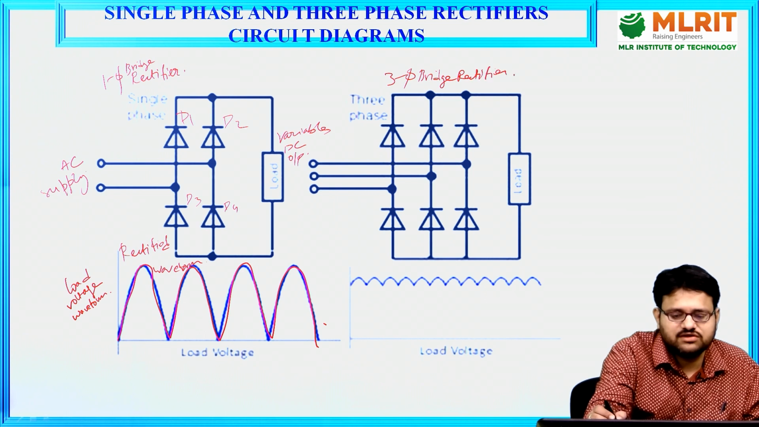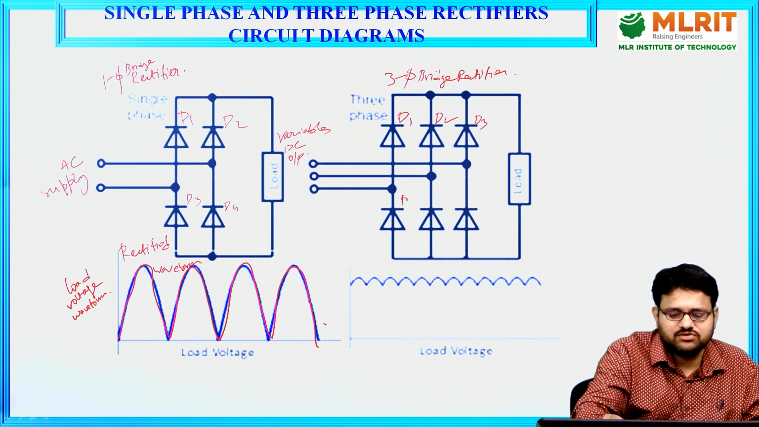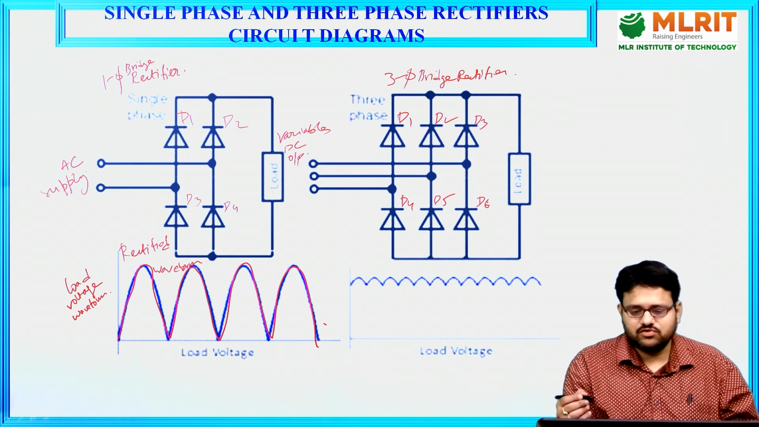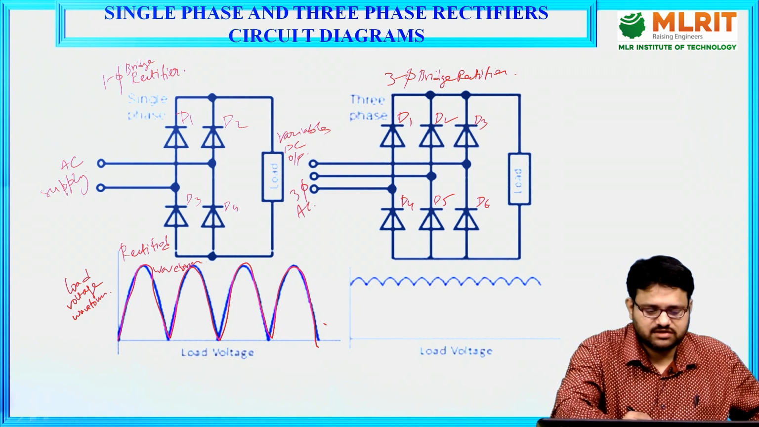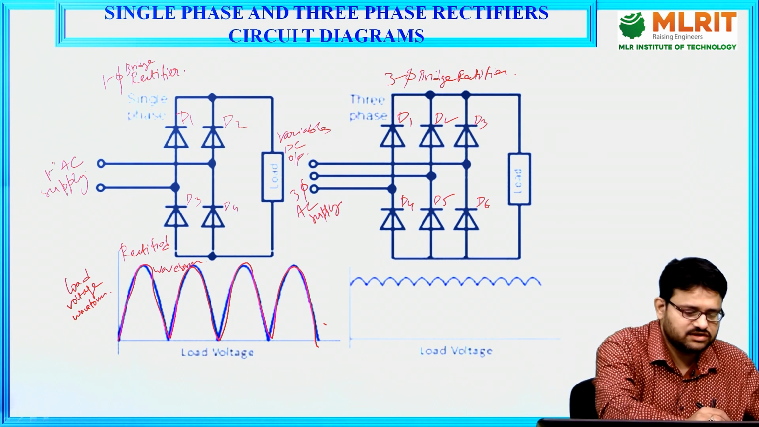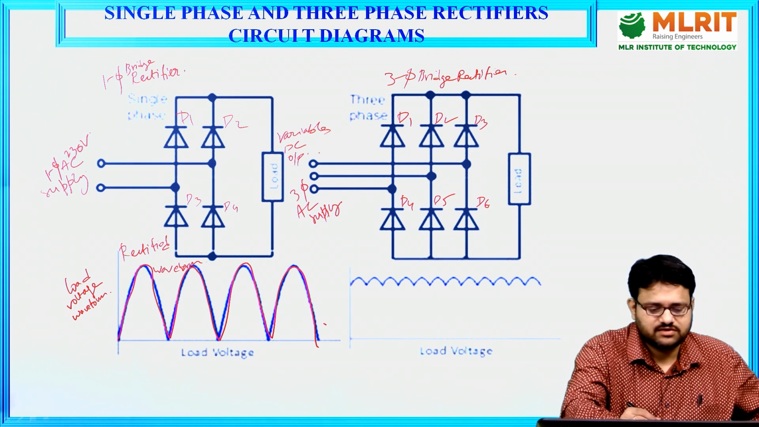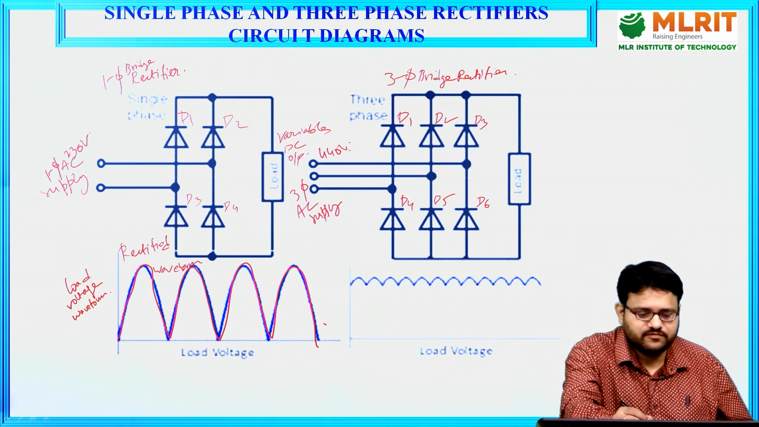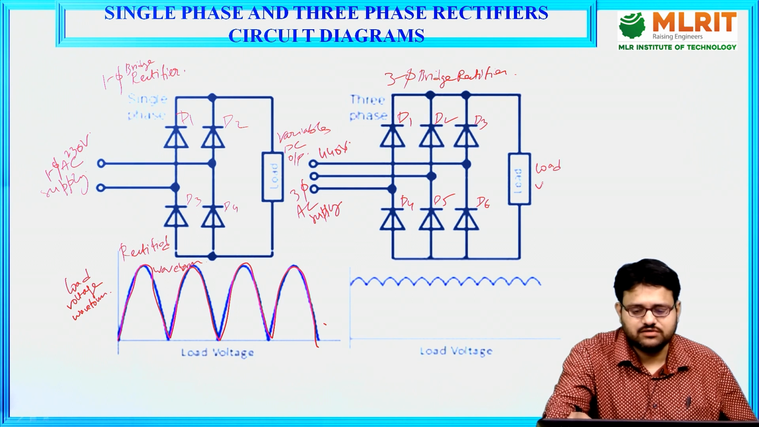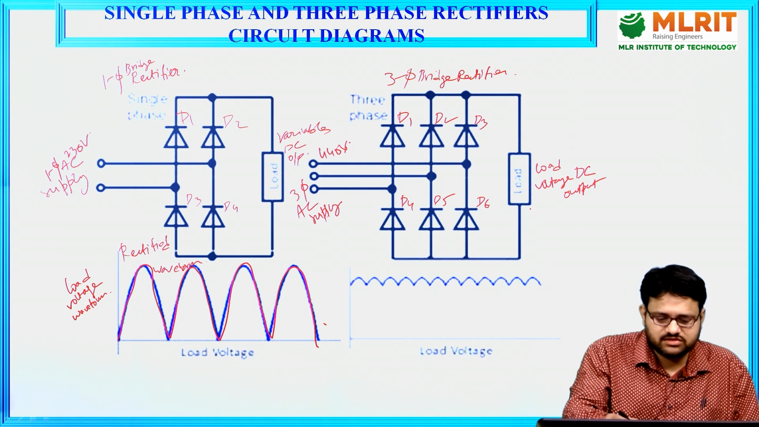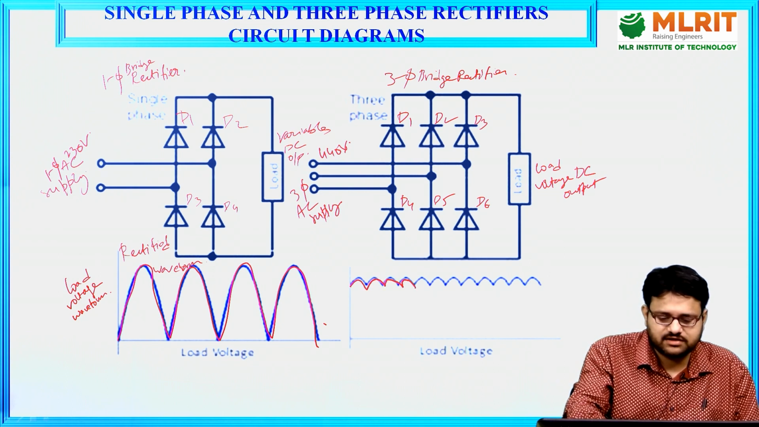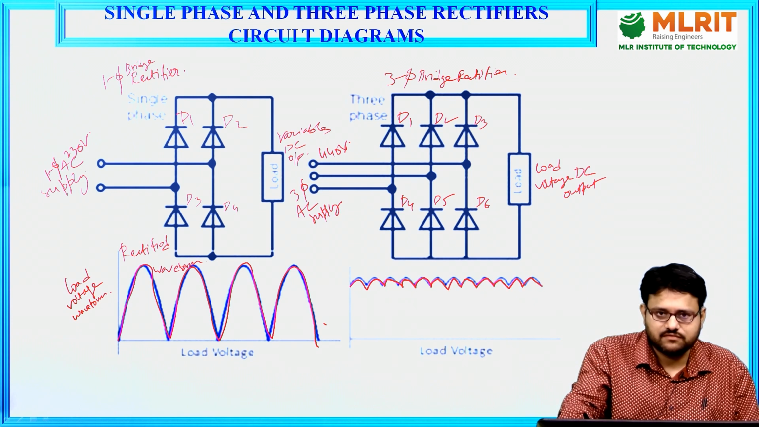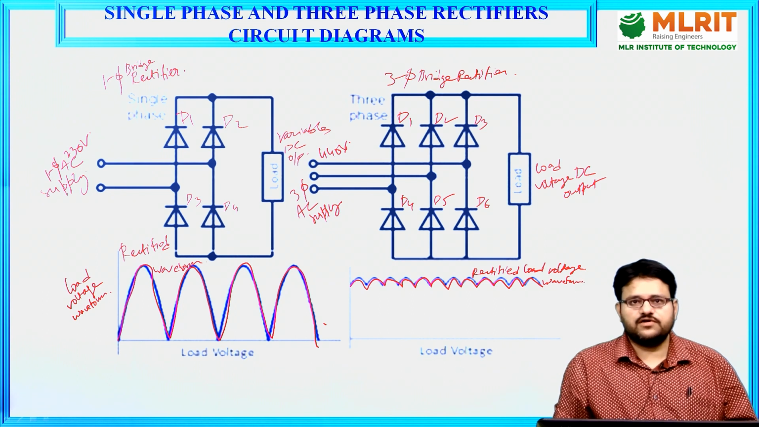And this is a three phase bridge rectifier. In three phase we have six diodes, D1 to D6, so in total there are six diodes, and this is a three phase AC supply. This is the single phase AC supply, 230 volts, and here there is a three phase AC supply, 440 volts. Here this is the load voltage DC output, and this is the rectified load voltage waveform we are getting.